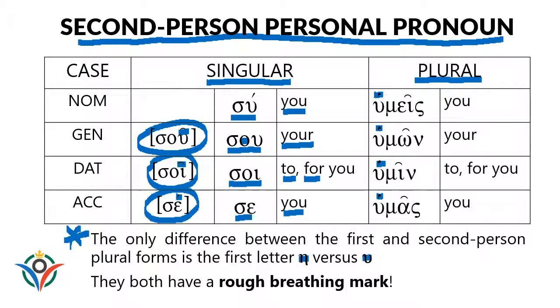So the nominative plural is humeis, which we translate as you. The genitive plural is humon, which we translate as your. The dative plural is humin, which we translate as to or for you. And the accusative plural is humas, translated as you. All right, so let me go through those forms one more time with you. The singulars are su, sou, soi, and se, and the plural forms humeis, humon, humin, humas.